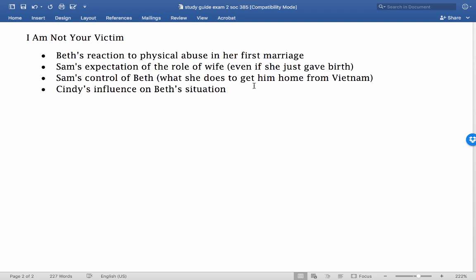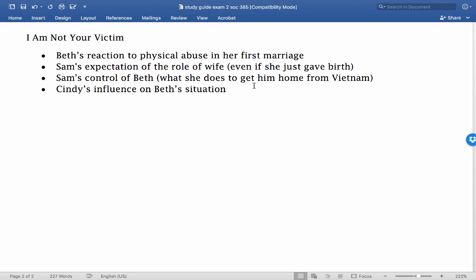just ridiculous. As far as his control, meaning that he was very withholding of money. He would control who she talked to, where she went, what she did. And as far as the Vietnam thing, he convinced her to stage a suicide attempt to get him home from deployment in Vietnam. Clearly, that's insane.